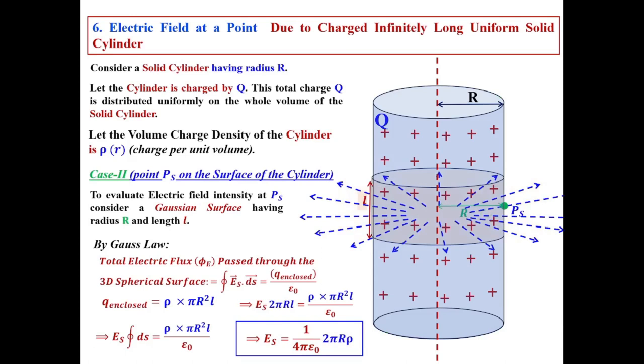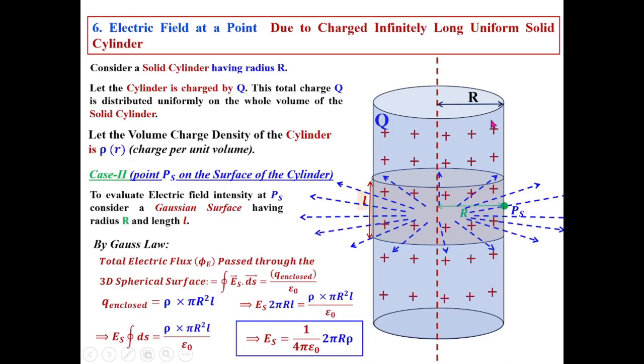Now we are going to go for case 2, when the point P is on the surface of the solid cylinder. If it is on the surface, then the distance from the axis of the cylinder to this point will be capital R. Now we are going to consider a Gaussian surface which just encloses the observation point PS, S for surface, P is the observation point, PS means on the surface. So to evaluate the electric field intensity at PS, consider a Gaussian surface which just encloses the PS point, having radius R and length L.